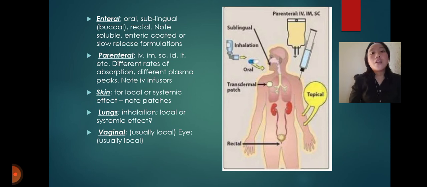Different rates of absorption, different plasma concentrations, IV infusions. Skin for local or systemic effect. Lungs, inhalation, local or systemic effect. Vaginal, usually local. So, kani siya mga routes nga probably ihatag ang mga medication.